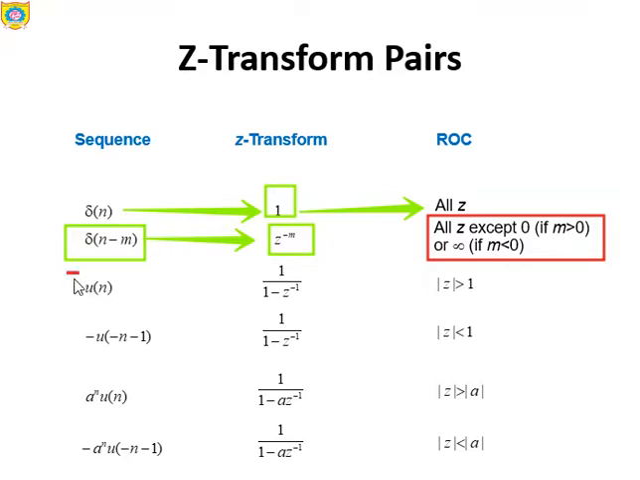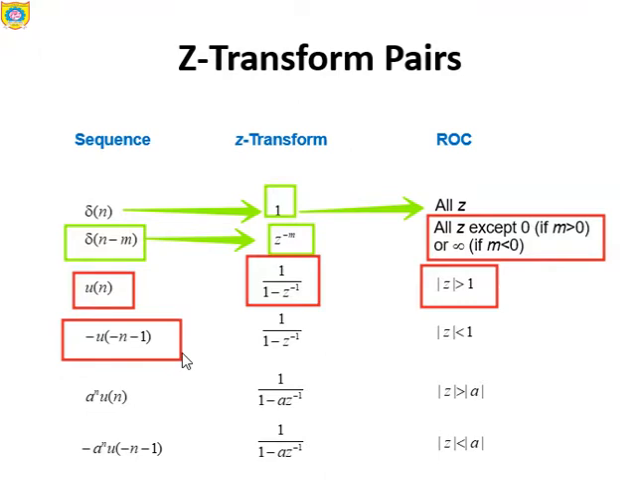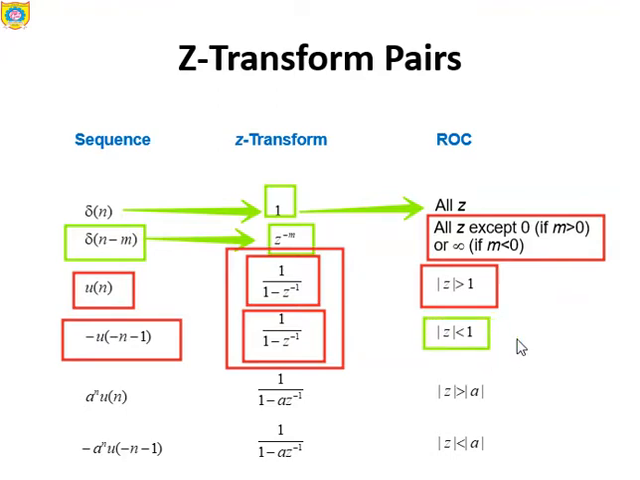Similarly, u of n will result in a Z transform, that is 1 upon 1 minus z inverse, and its ROC will be mod z greater than 1. For minus u of minus n minus 1, this is the left sided sequence. Its Z transform is the same as in the earlier case, so these two Z transforms are the same. The difference is only this particular quantity, that is mod z is less than 1. So these two are very important as far as further calculations are considered.